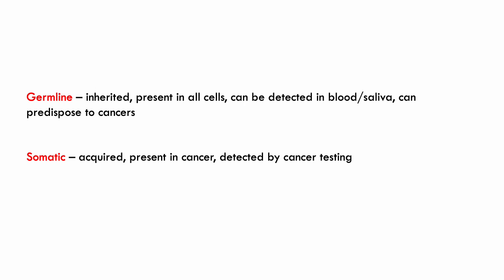Just going back to medical school, germline mutations are inherited, they're present in all cells, and they can be detected by testing of the blood or the saliva. They can predispose to cancers, and classically in endocrine cancers, we think of the multiple endocrine neoplasia syndromes or the different germline mutations that are associated with different adrenal pathologies.